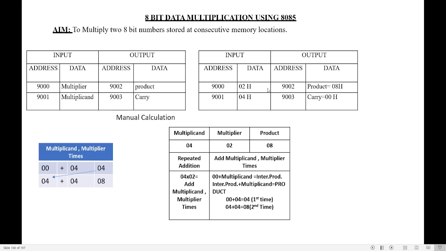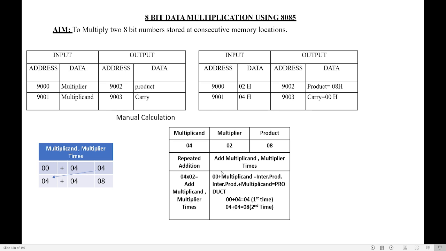So what is the syntax? In 9000 location, I am storing my multiplier. What is my multiplier? 02. I am storing it in 9000. In 9001, I am storing my multiplicand. What is my multiplicand? 04. And I want my product in 9002. In 9002, I need to get my output product. So how am I going to do it?